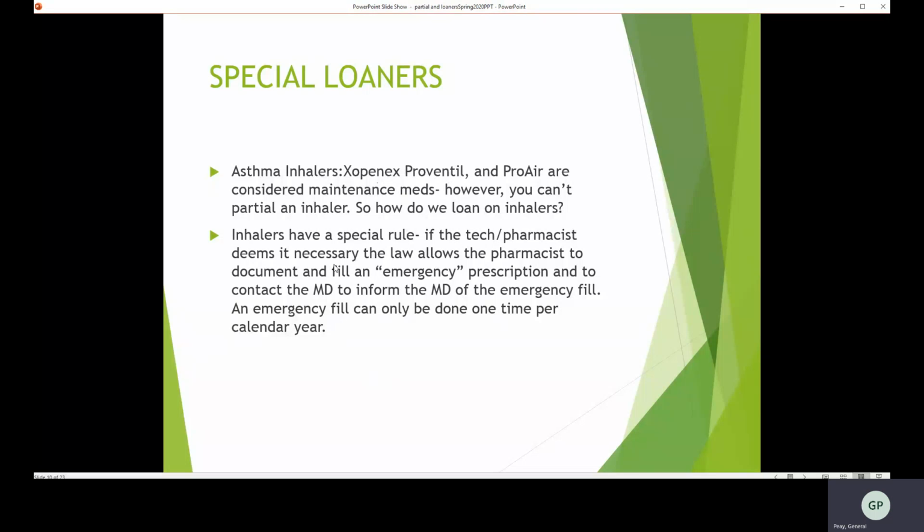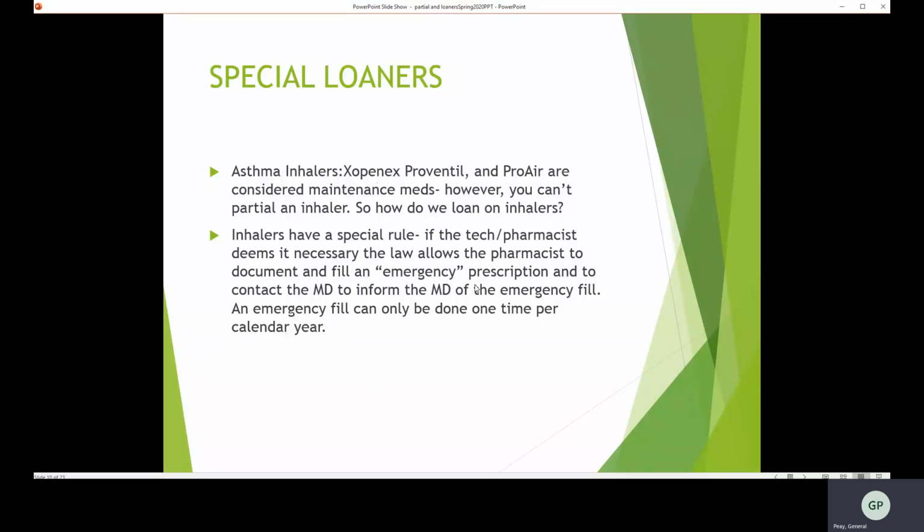If the tech or pharmacist deems it necessary, the law allows the pharmacist to document and fill a one-time emergency prescription and to contact the doctor's office to inform the doctor of the emergency fill. So in this case, since you can't partial an inhaler, the pharmacist will take out their telephone prescription pad and write an emergency fill, and dispense that medication to the customer and notify the doctor. But the pharmacist will notify the customer that this is a one-time per year thing. They can't do this every single month.